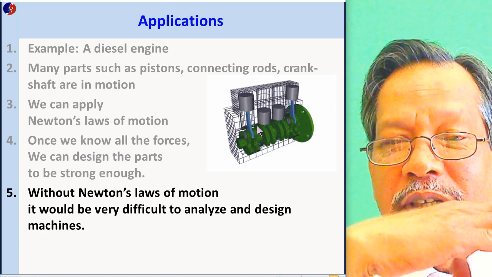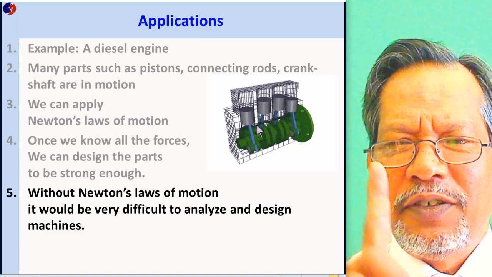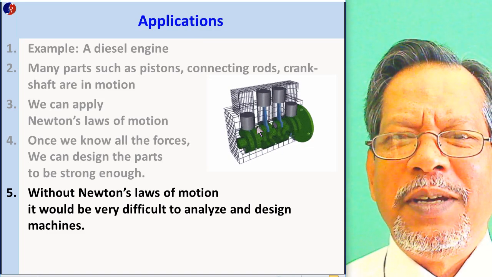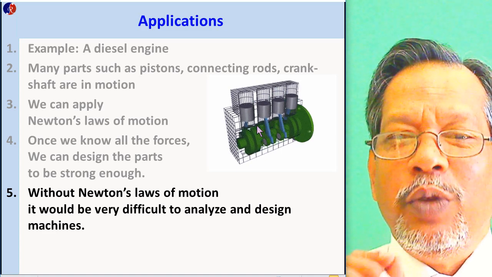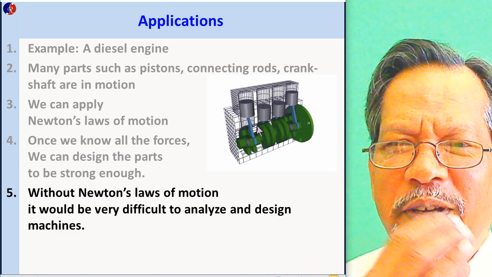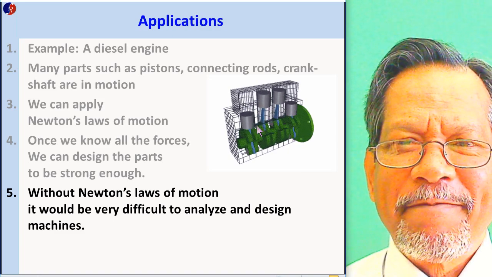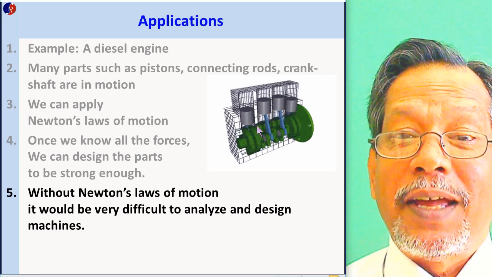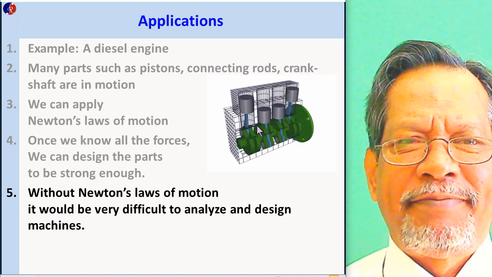All the external forces put together is zero. The weight and the support reactions, all of them put together are zero. With those forces, you can calculate how strong you have to make the bridge. Newton's laws of motion apply even when things are not moving.